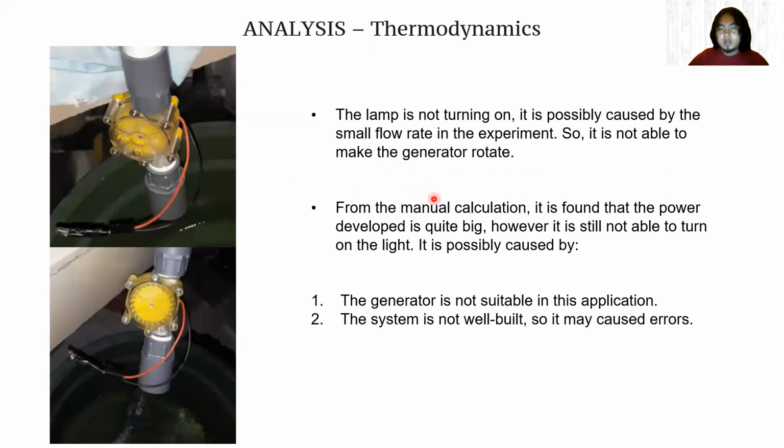And even though from the manual calculation the power developed is quite big, it is still not able to turn on the light. So this is possibly caused by the generator not being suitable for this application, or the system is not well built, so it may cause error.